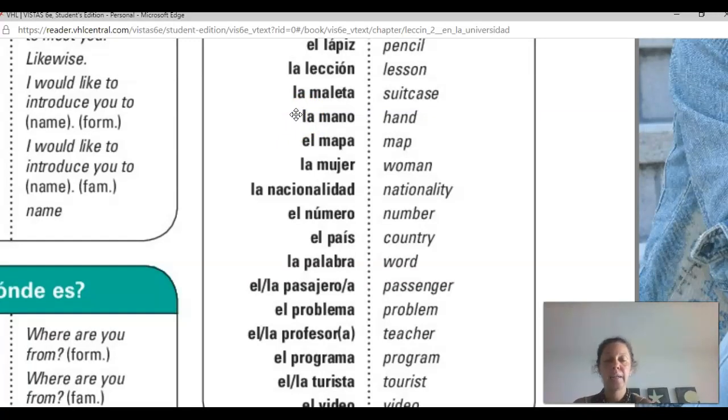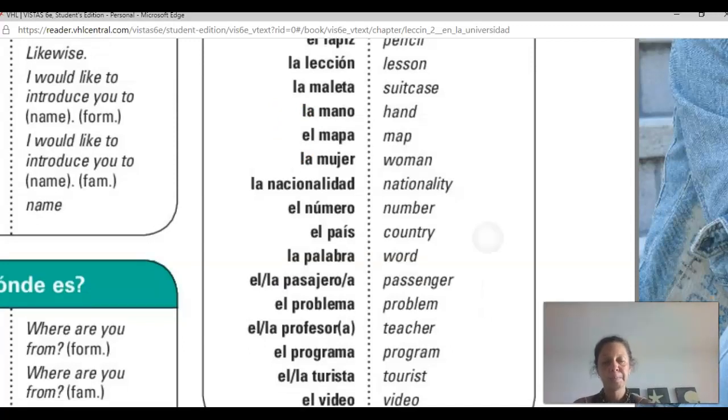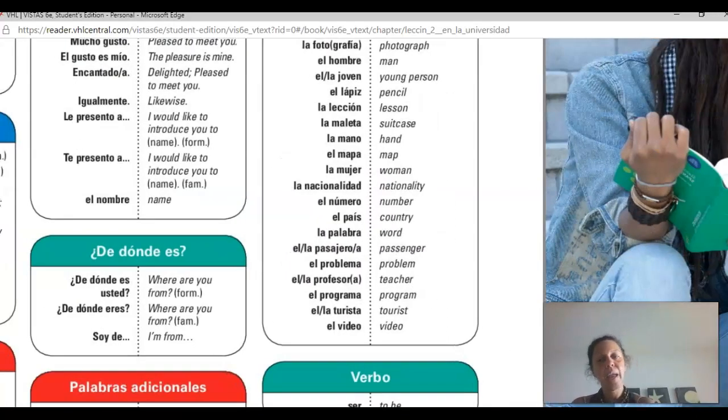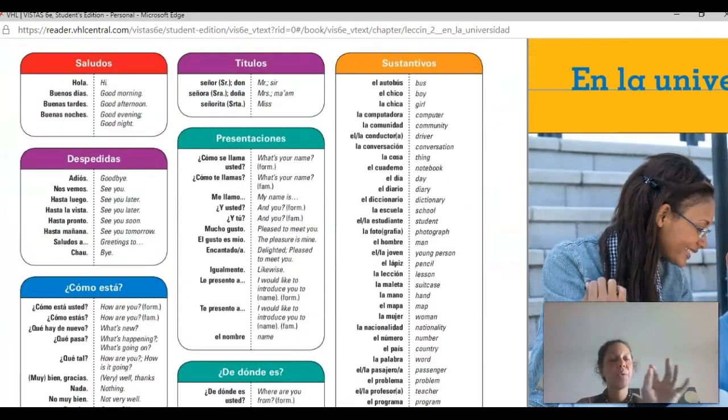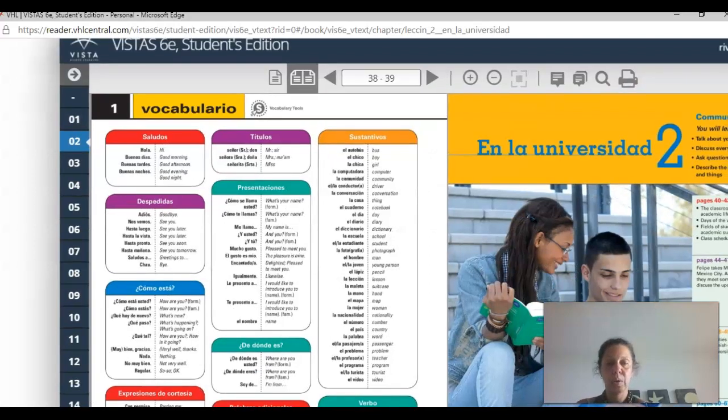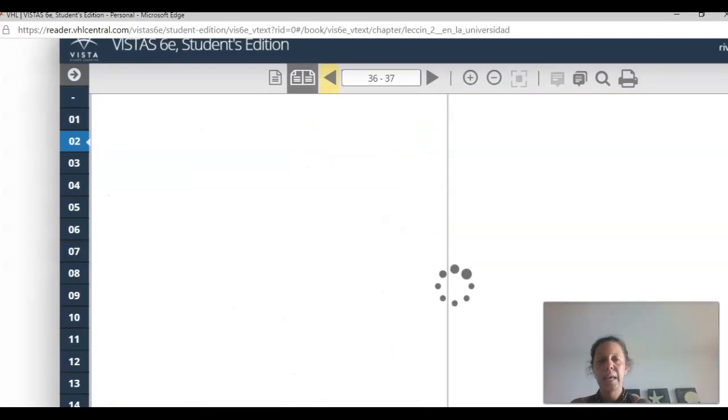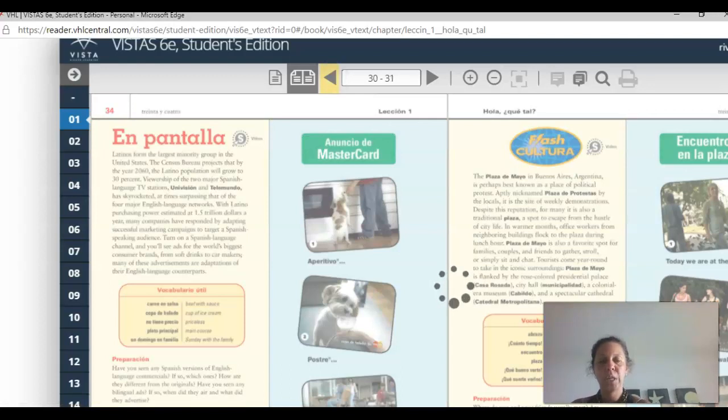And el mapa, another exception, ¿verdad? El problema, el programa, they're ending with A, but remember what I said. In this case, it's not only A, it's ma, okay? Bien. So again, my suggestion is memorize the list of the nouns along with the articles, okay? Bien. And then let's see what else we have for this.